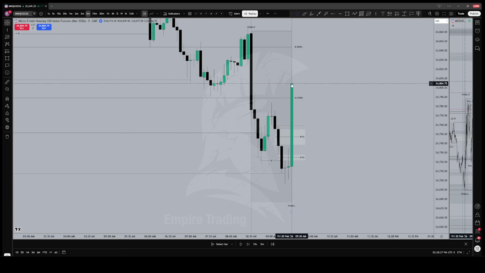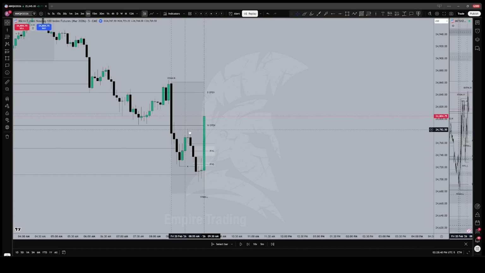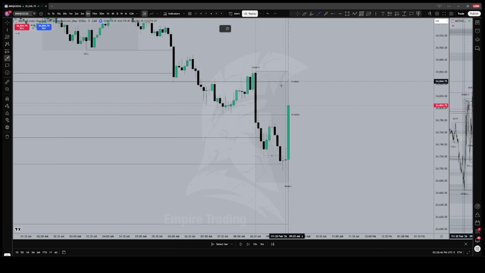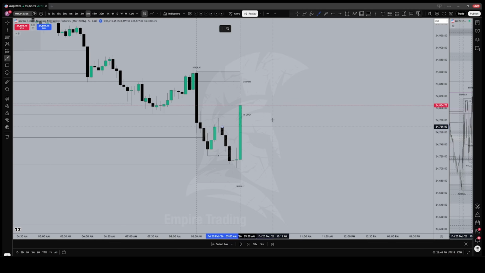The second the candle closes and confirms that it's not going to come back, or that it's closed above the fair value gap, that is your market execute entry, market execute. Okay, so that's entry number one. Now, what could entry number two be? All right, so we're going to remove those. Entry number two is going to be your change in state of delivery.